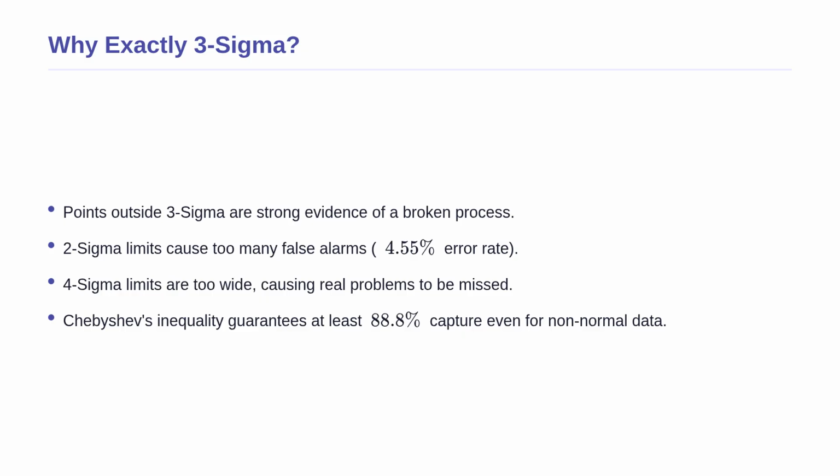If we used 2 sigma limits instead, about 4.55% of perfectly normal points would fall outside, causing workers to constantly stop machines for false alarms. On the other hand, if we used 4 sigma limits, the boundaries would be so wide we might miss real problems until it is too late. 3 sigma is the perfect mathematical sweet spot. Even if data is not perfectly bell-shaped, Chebyshev's inequality guarantees at least 88.8% of data falls within 3 standard deviations.